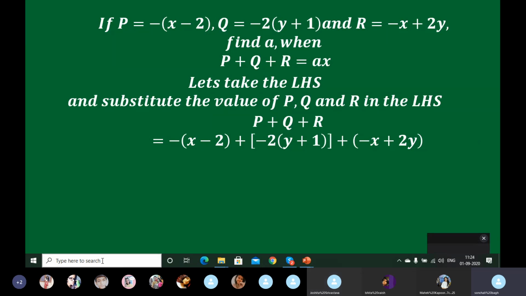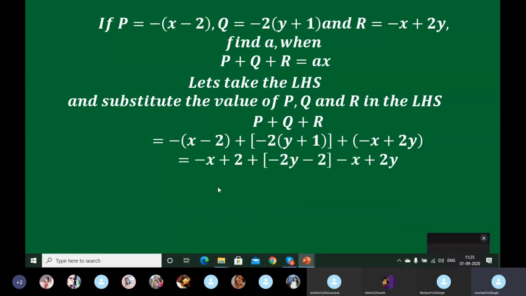Now we will solve the expression. We will open the small brackets first. So minus x plus 2. Then minus 2 multiplied by y plus 1, that makes minus 2y, minus plus minus, minus 2y minus 2. And the last bracket has a plus sign, so we will just open the bracket and nothing changes. So minus x plus 2y.